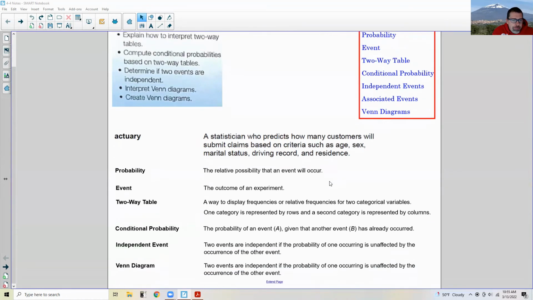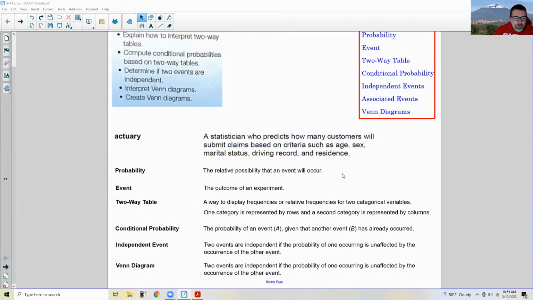Actuary. Okay, actuarial science is what it's called. An actuary is someone who takes this specific test to become an actuary, and then if they pass this test, then they generally will get hired at an insurance company or some large corporation. Their job is to be a statistician who predicts how many customers will submit claims based on criteria such as age, sex, marital status, driving record, and residence. There are several steps to become an actuary. There's one test, there's level one tests, and there's a second, and then a third, and then a fourth. And the more tests you pass, the more money you make because you're learning the larger areas of actuarial science.